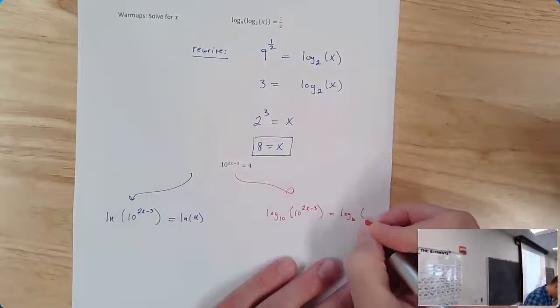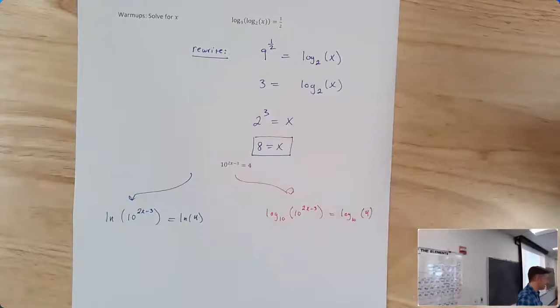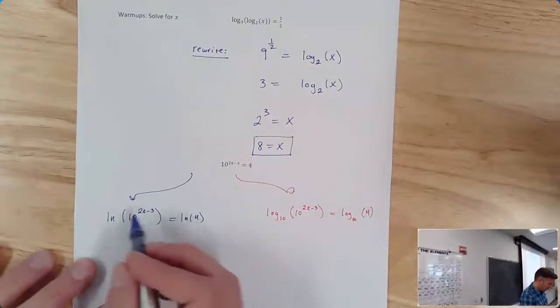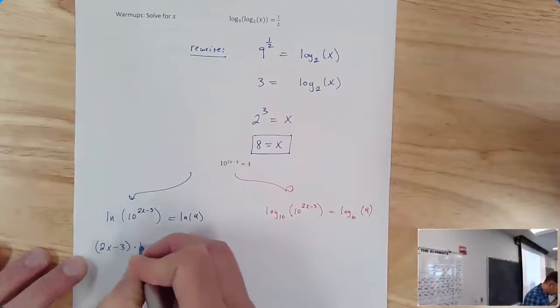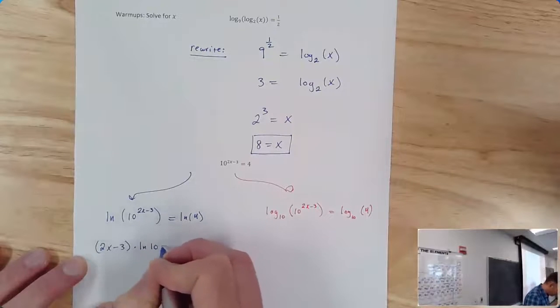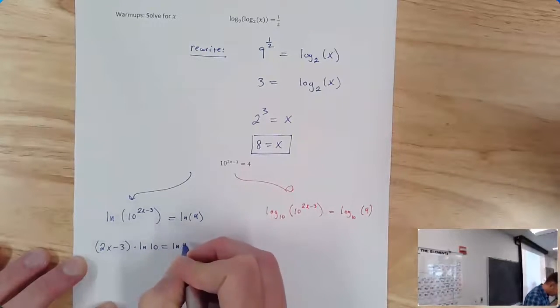Now I'm writing the base this time. I'm not going to write it in the next step, right? Log base 10, we don't write the base typically. On the left side, the 2x minus 3 comes down. So we have 2x minus 3 in parentheses times the natural log of 10 equal to the natural log of 4.